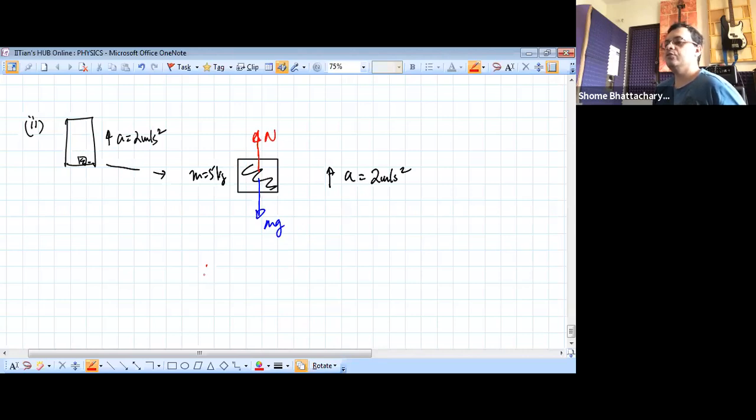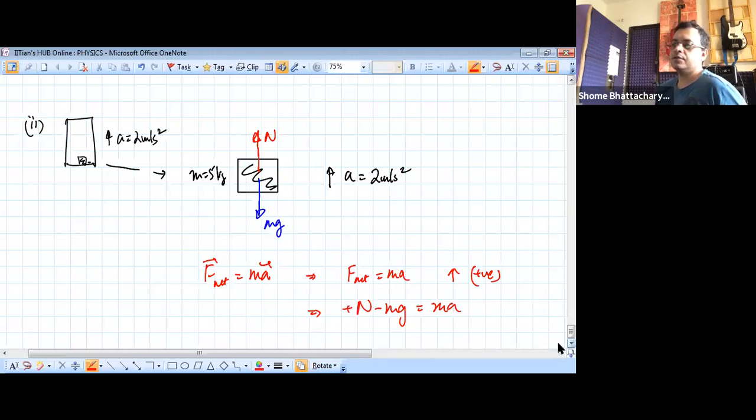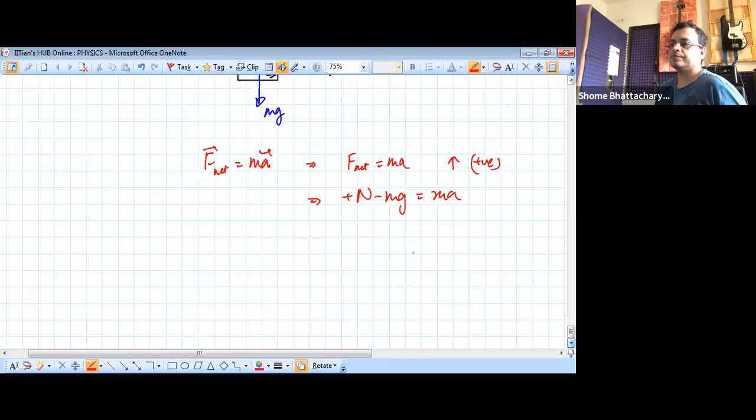Okay, so my net force has to be mass into acceleration. So I can write in scalar form, where upward direction is positive. In that sign convention, N will come with positive sign, mg will come with negative sign, but this is equal to ma with positive sign because it's going upwards. So the normal reaction has to be having a magnitude of mg plus ma. So the normal reaction will become 60 newtons.